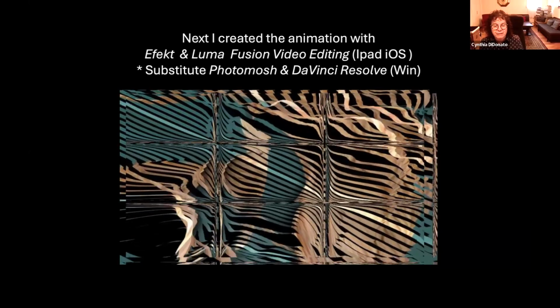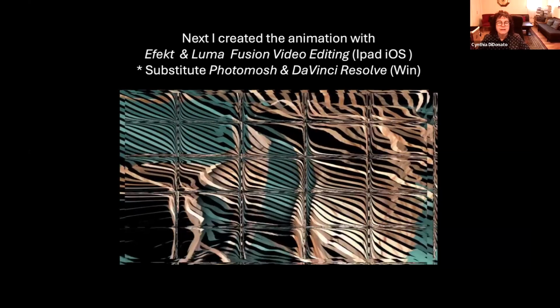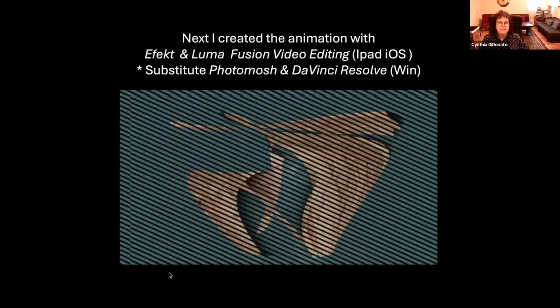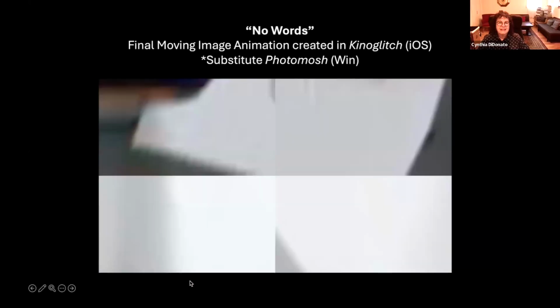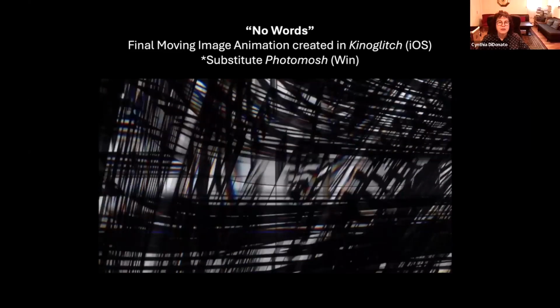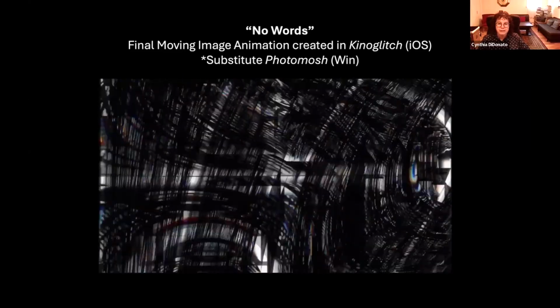This, of course, rendered a video that is very, very different from the initial piece that I started with, obviously. Next, I moved the video, named it No Words, and I worked in Kino Glitch this time, which is a program that can be used on the iPad and iPhone. You can substitute Photomosh, which is a Windows program, and hopefully get some interesting results. This is the final animation that was in the digital reel in Erd-Ghent.